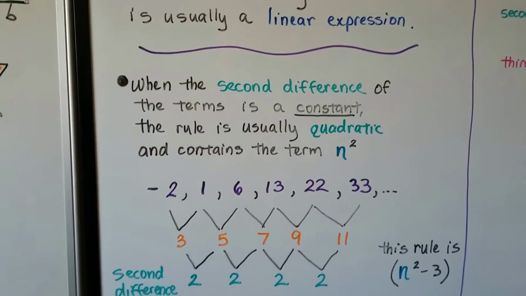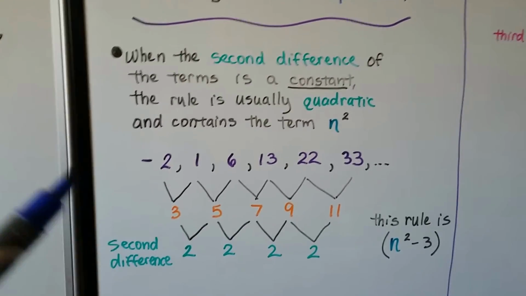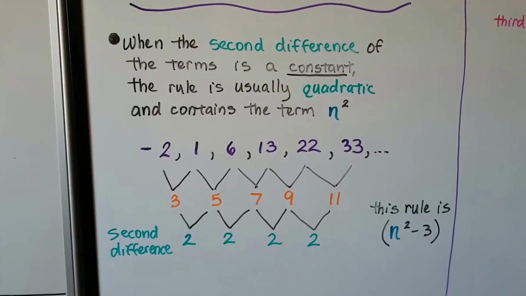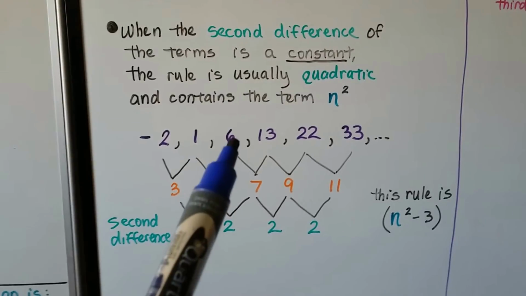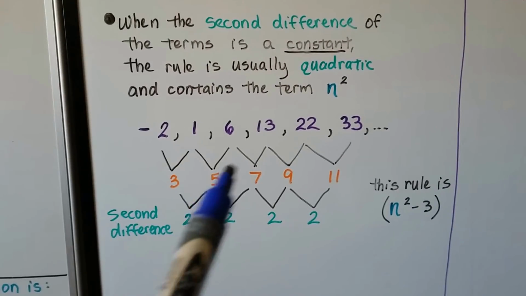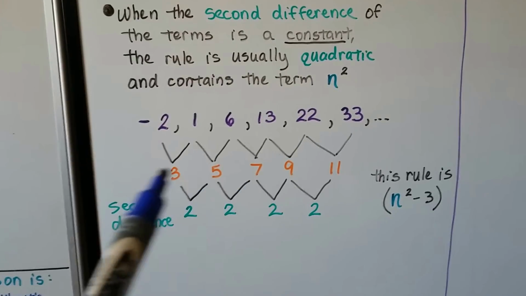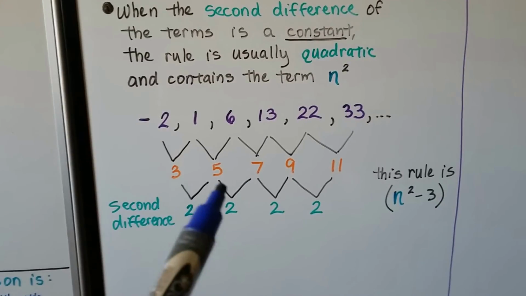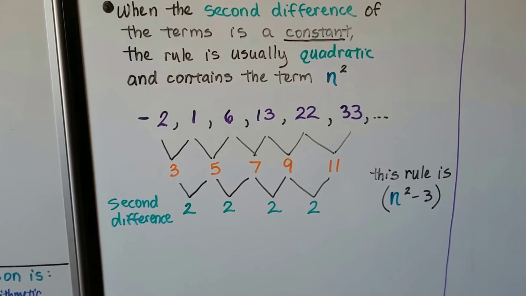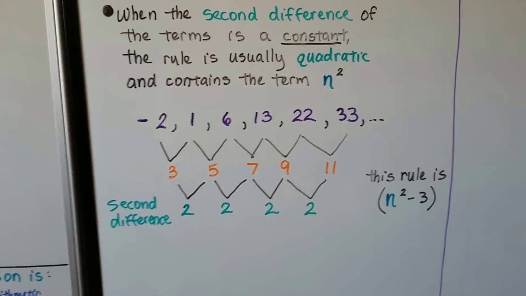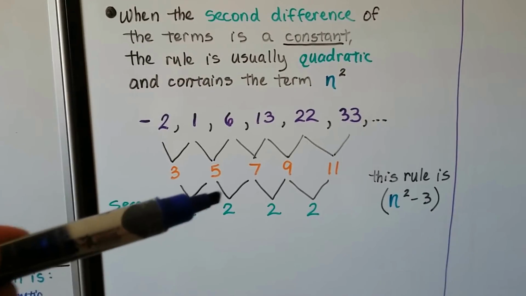When the second difference of the terms is a constant, the rule is usually quadratic and contains the term n squared. So take a look at this. We have negative 2, 1, 6, 13, 22, and 33. When we do 1 minus negative 2, we get 3. 6 minus 1, we get 5. We're not getting constants. 13 minus 6 is 7. But look what is happening here. These are odd numbers, aren't they? We find the difference between them, that would be our second difference, and we get this constant 2. So this rule would be n squared minus 3. We found the difference, and then we found the difference again, the second difference.